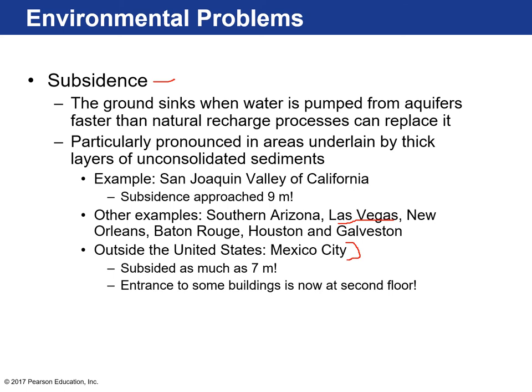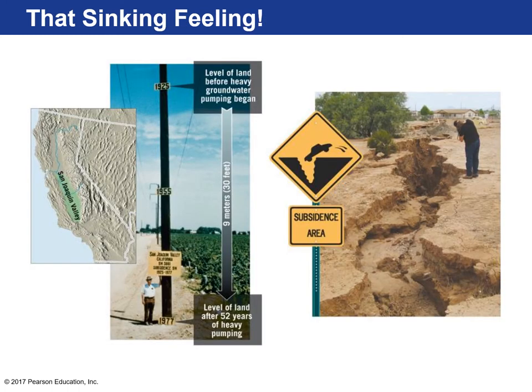Mexico City is built on a lake bed that has as much subsidence in some areas as 7 meters, so that's over like 23 feet. And so Mexico City is an old city, so for some of the buildings that they built a long time ago, the entrance is now the second floor, and the first floor is a de facto basement.